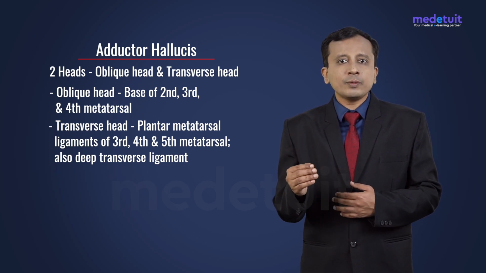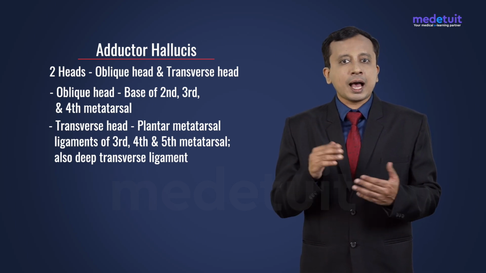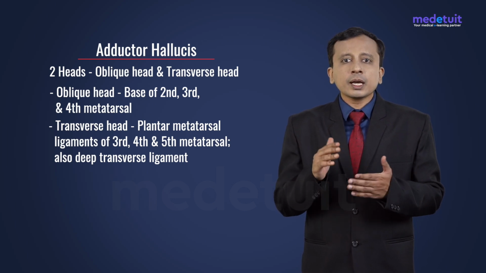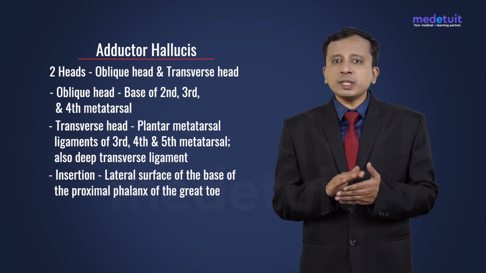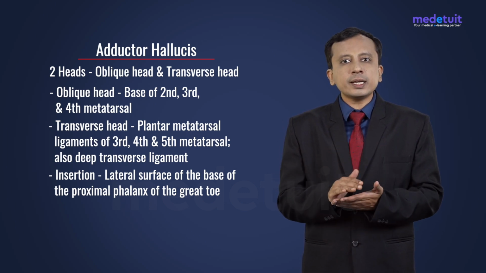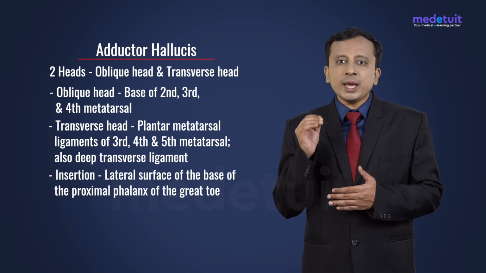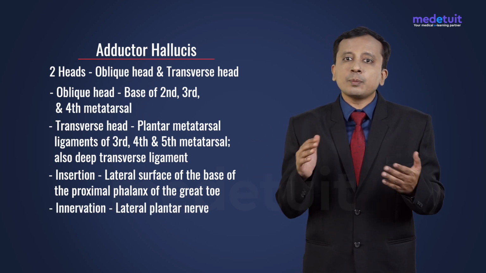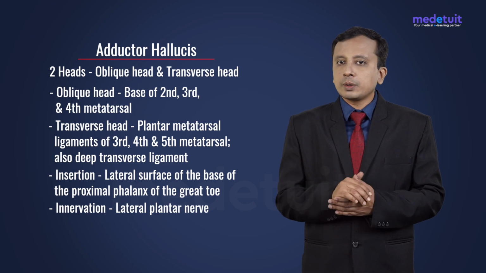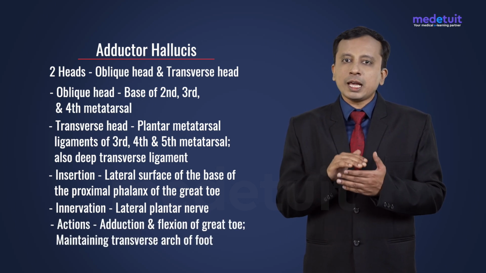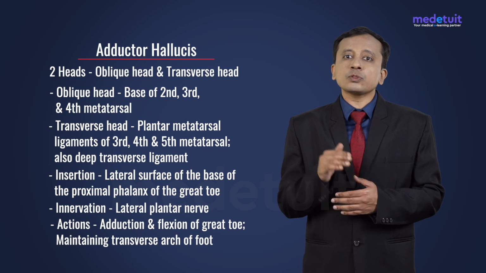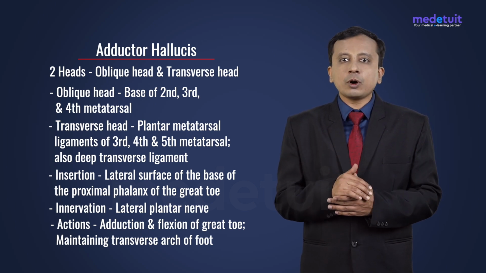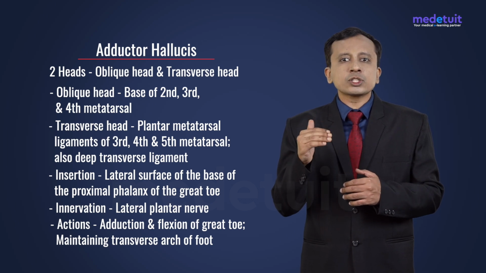Between these two heads, we have two structures, that is the plantar arch, and also the deep branch from the lateral plantar nerve. Coming to its insertion, both these heads fuse together and get inserted to the lateral surface of the base of the proximal phalanx of the great toe. This muscle is innervated by the lateral plantar nerve. Whenever this muscle acts, it helps in adduction as well as flexion of the great toe. Apart from this, this muscle helps in maintaining the transverse arch of the foot.